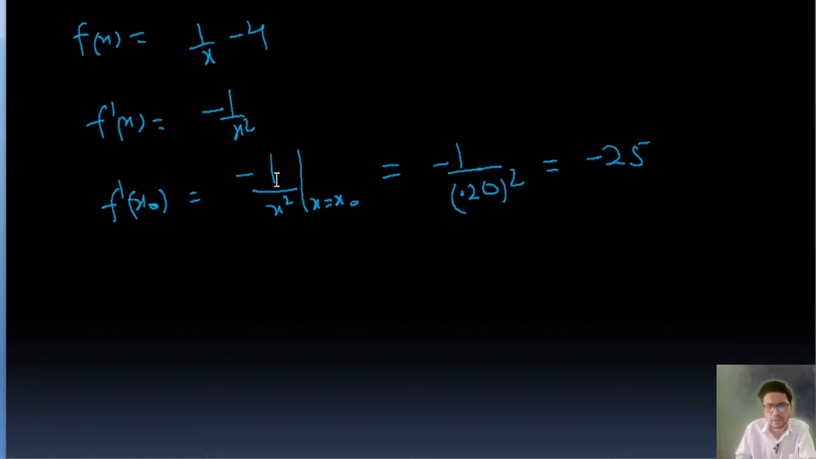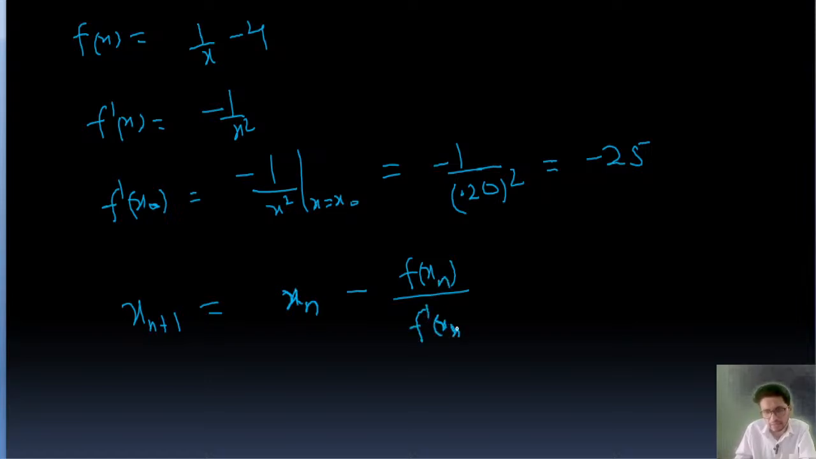So now we have a formula for the first iteration, right? Newton-Raphson's iteration formula: x n plus 1 equal to x n minus f(x n) upon f dash x n, right?